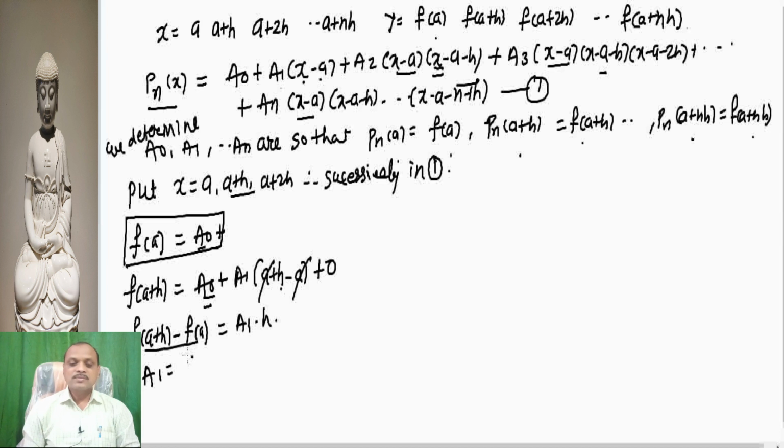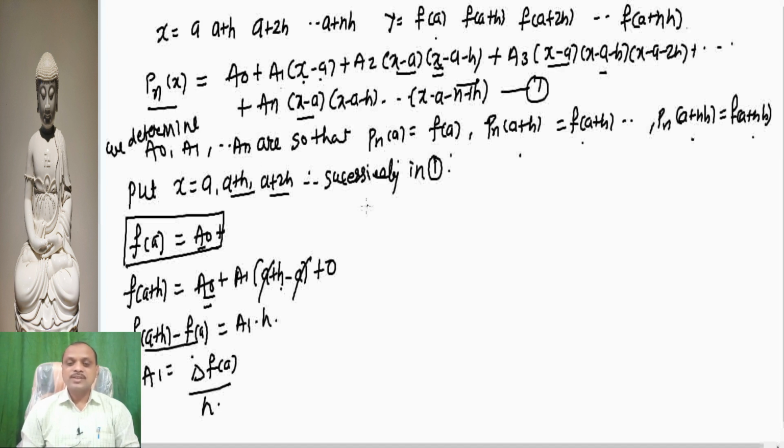this is, remember the definition of delta, nothing but delta f of a divided by h, so we get a1 equal to delta f of a divided by h. Now let us put x equal to a plus 2h.